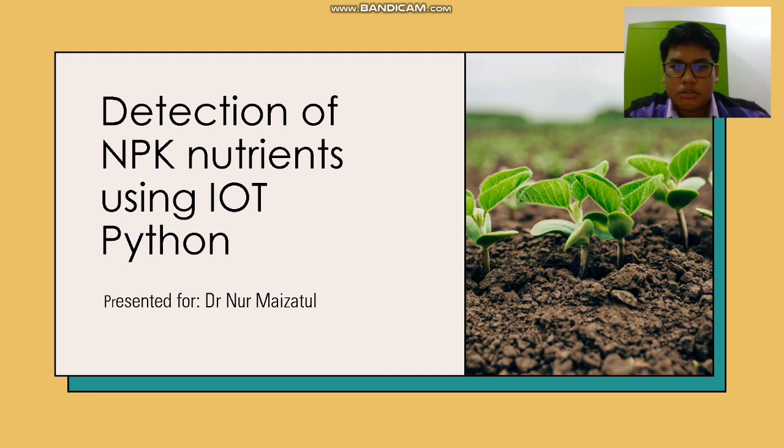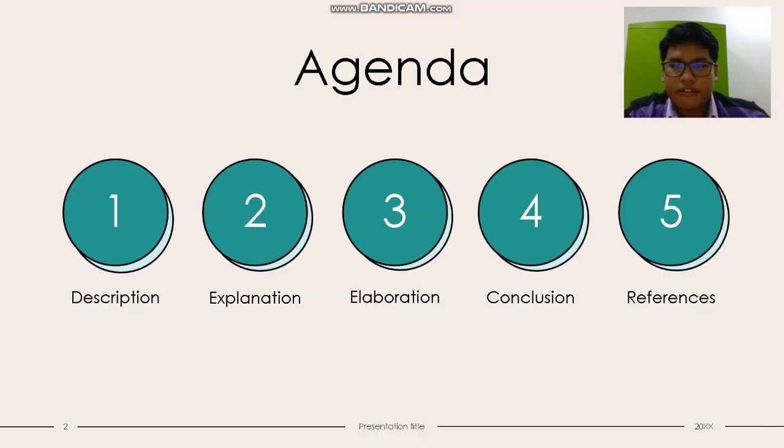So today I want to talk about detection of NPK nutrient using IoT Python. There are 5 agendas in this slide. First is description, explanation, elaboration, conclusion and reference.